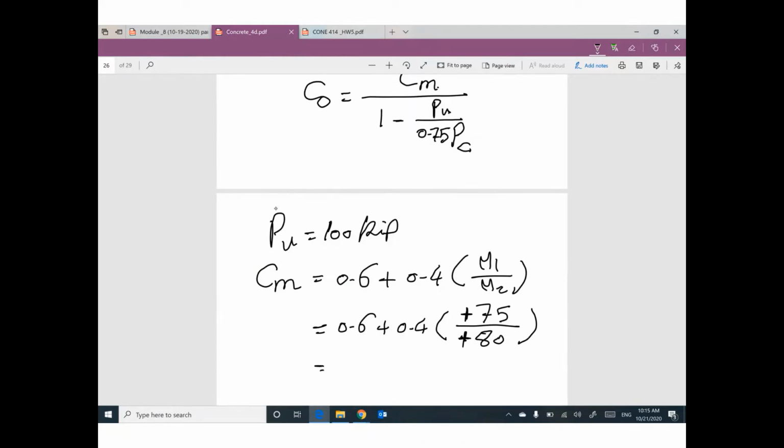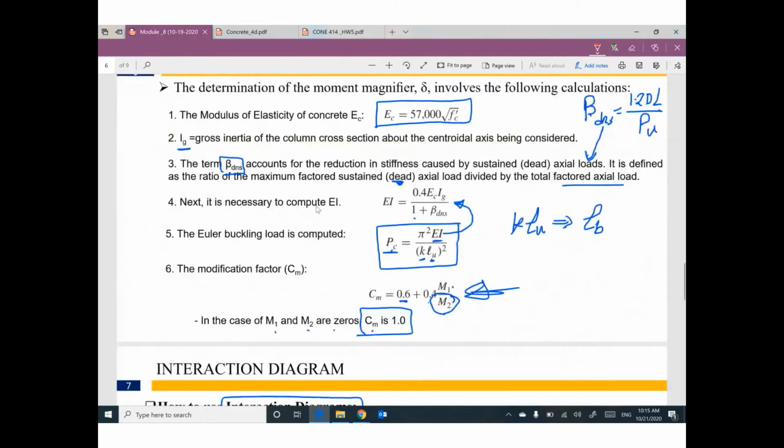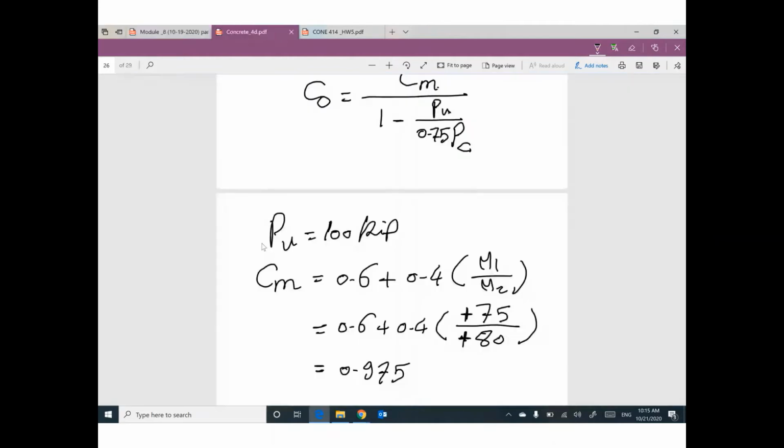The value of CM here, I'm sorry, is -6.975. Guys, make sure that the value of CM is correct. Okay.